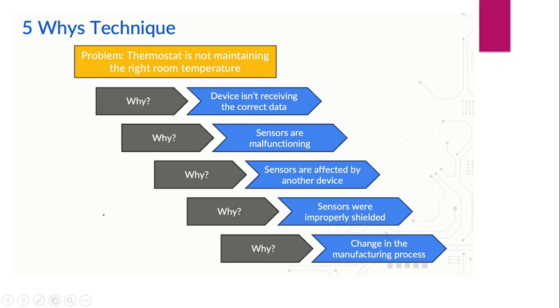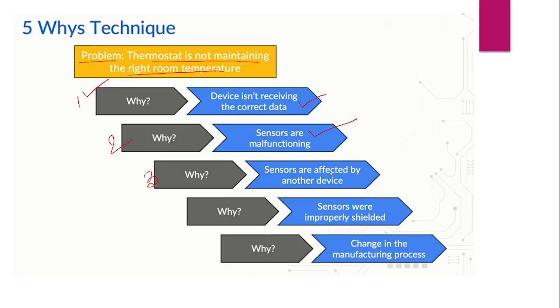Before defining the problem, you have to apply the 5 Whys technique. What are the 5 Whys? Here, this is a problem: the thermostat is not maintaining the right room temperature. This is my problem. First why: the device isn't receiving the correct data. First question I am asking why: my device is not receiving the correct data. Second why: my sensors are malfunctioning. Are the sensors malfunctioning?